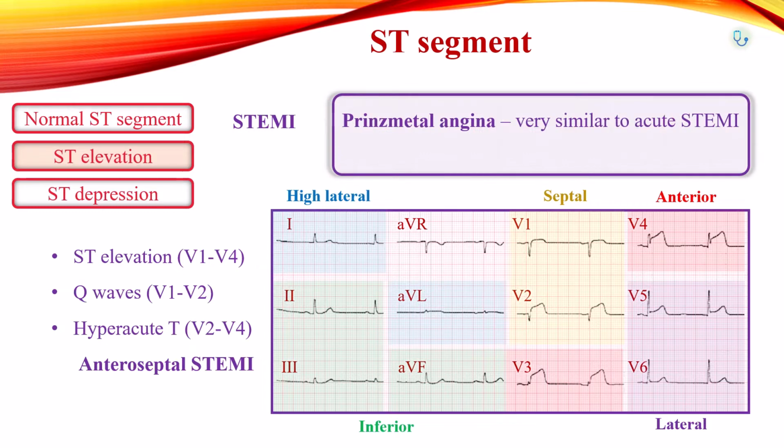Prinzmetal's angina due to coronary spasm causes ST elevation very similar to acute STEMI, with localized ST elevation and reciprocal ST depression that occur during episodes of chest pain. It is not possible to differentiate these two conditions based on the EKG alone. Unlike acute STEMI, the EKG changes are transient and reversible with vasodilators, and not usually associated with myocardial necrosis.